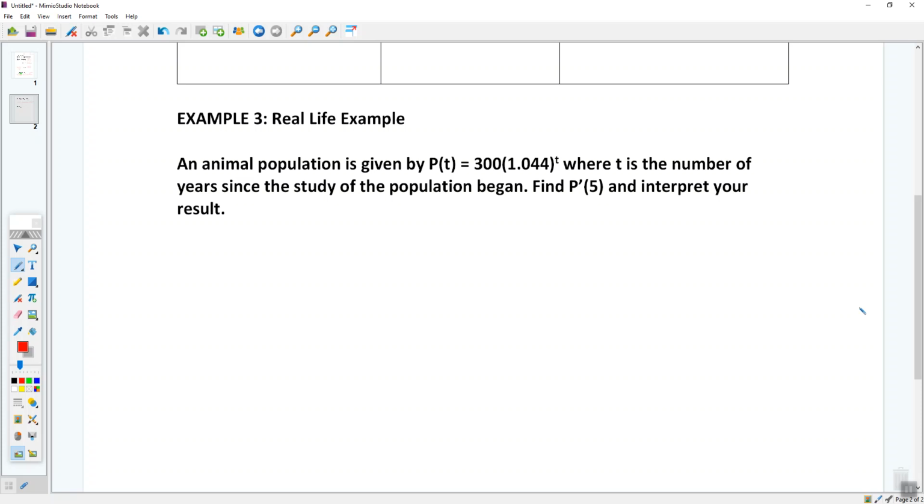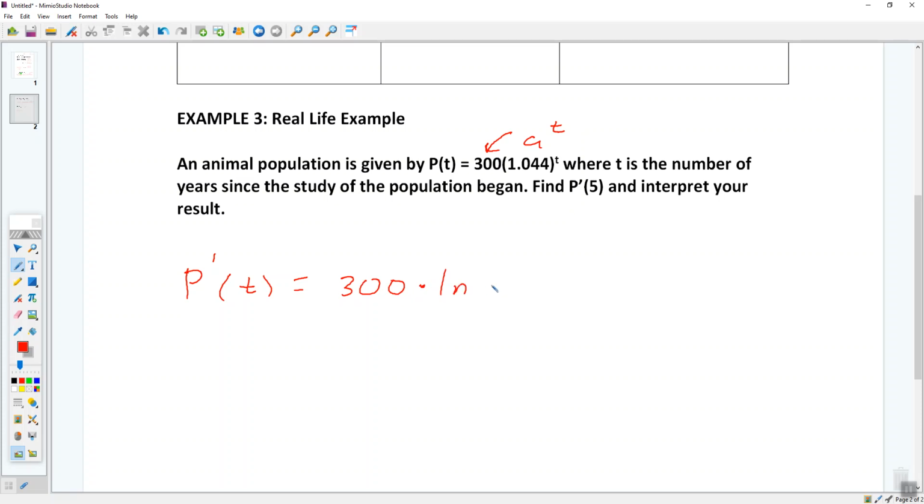It says find what, kids? Okay, P prime of 5. Well, the first thing we need to know is P prime of T, don't we? Yep. All right, anybody want to help me with P prime of T? Okay, you got a constant 300 out in front of, this is like A to the T, isn't it, kids? Yeah, so it'd be like 300 times the natural log. So this will be 300, that constant out front, times, what's the derivative of the 1.044 to the T?